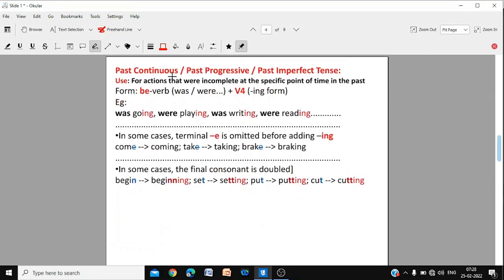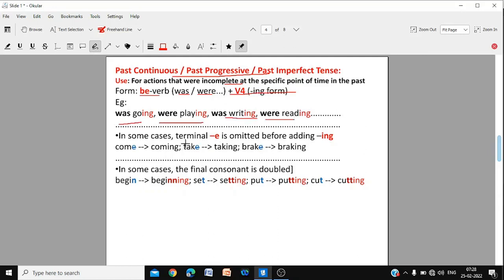Past continuous, past progressive, and past imperfect all mean the same thing. Just as we had in present imperfect, we have the ing ending form. The be verb, in this case was or were, plus the V4 or ing form of the verb. Was going, were playing, was writing, were reading.